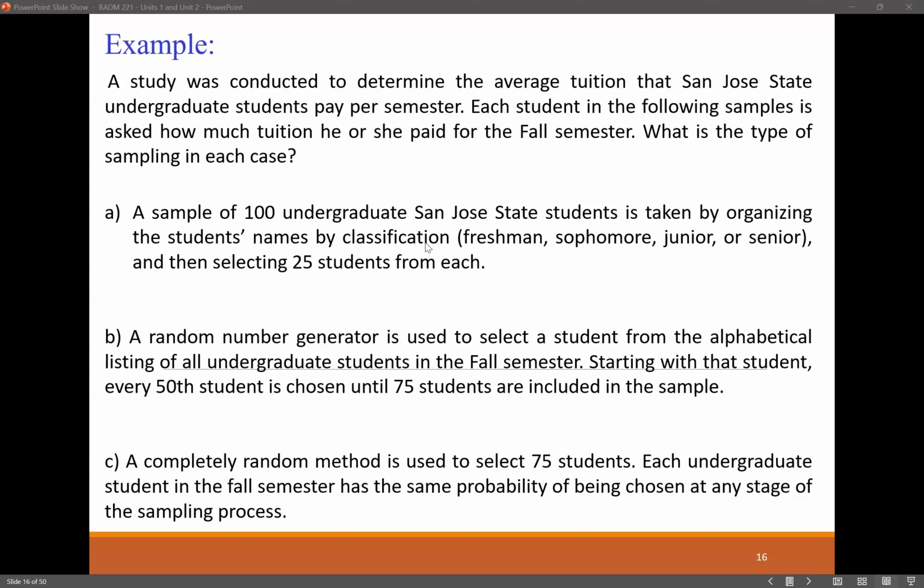A completely random method is used to select 75 students. Each undergraduate student in the fall semester has the same probability of being chosen at any stage of the sampling process. Pause the video, think about what type of sampling it is. It is random sampling, simple random sampling.